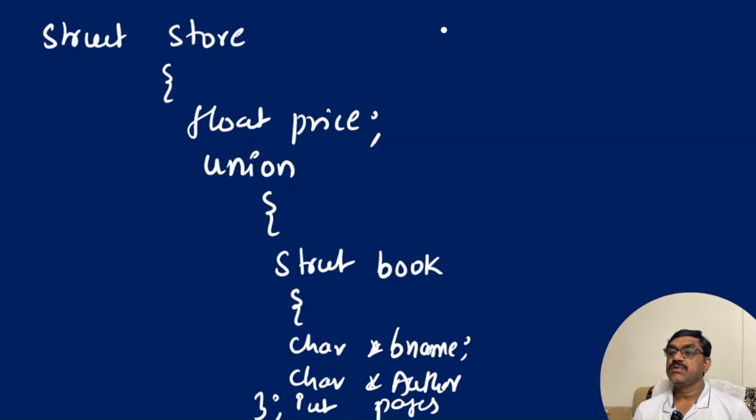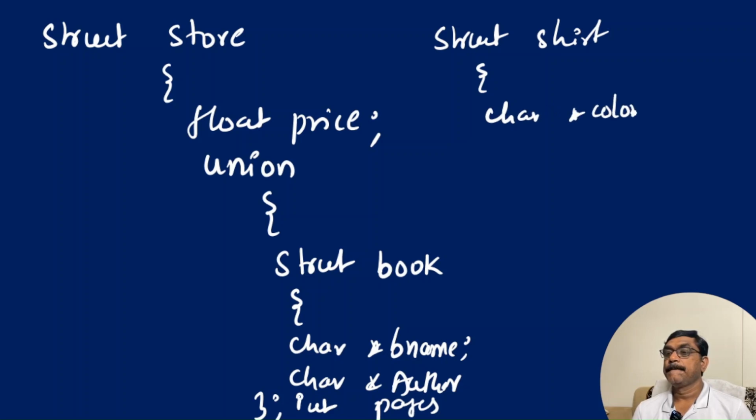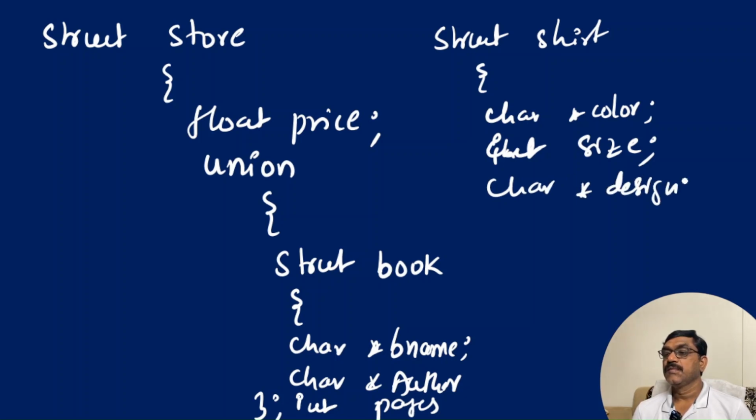Now after this, you take another structure, struct. The name of the structure here is shirt, opening brace. Here I am taking character star color. The next variable I'm taking is integer size. Next character star design, and here I'm going to close this. This is the shirt structure variable, and this is the book structure variable, right?